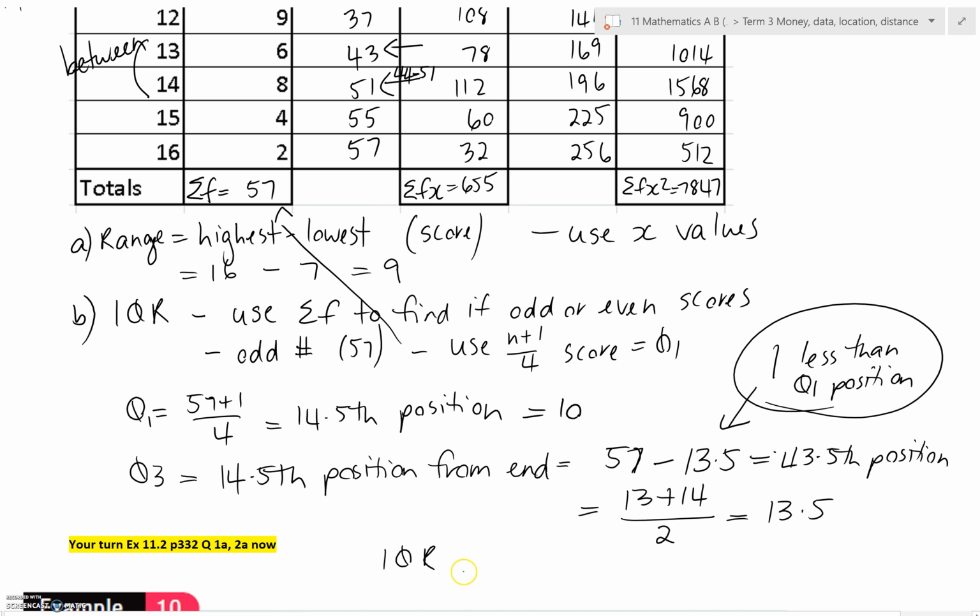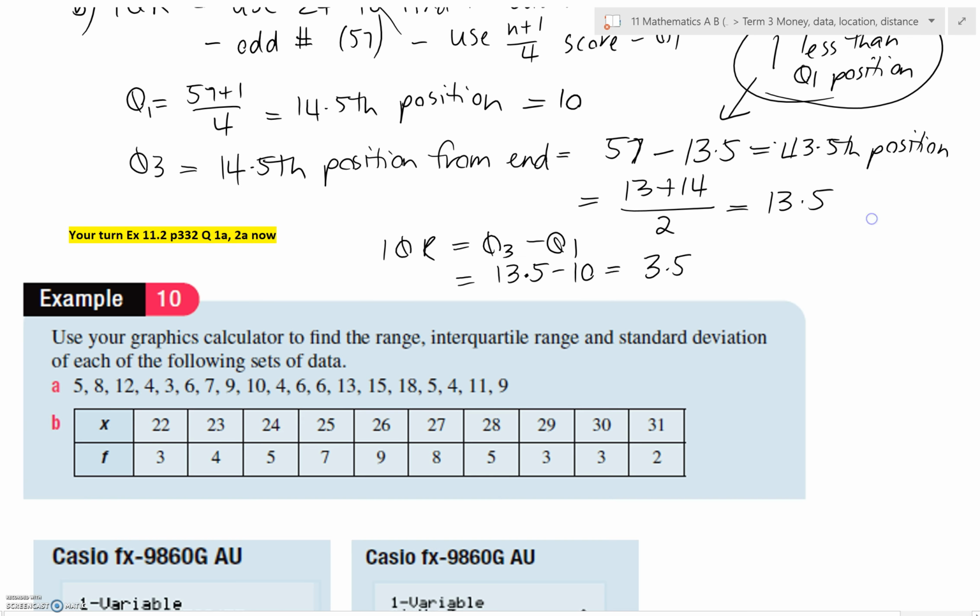And don't forget to actually work out the interquartile range. Please make sure you write the formula. 13.5 minus 10, which equals 3.5. Now, if you're a little bit confused, please ask me about this in class. That's quite normal at this point, but once you've got it, it will be okay.